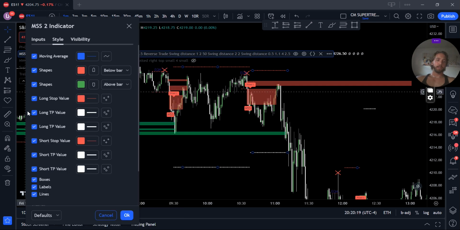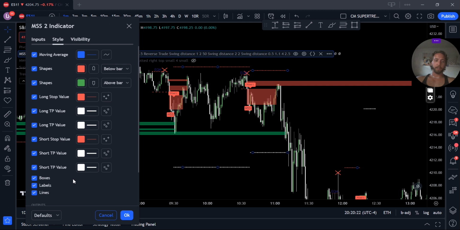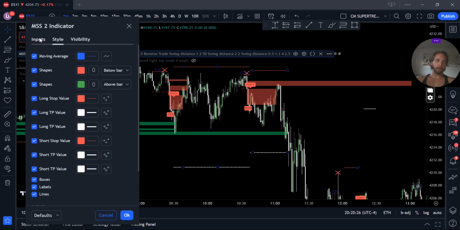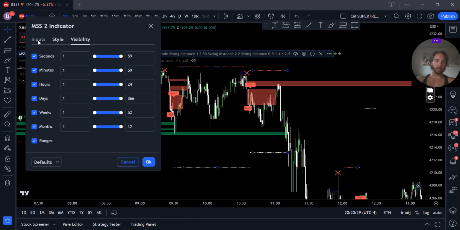And then these are just the colors. You can change the colors however you want them to be, and that's about it. This is obviously available on all the charts.